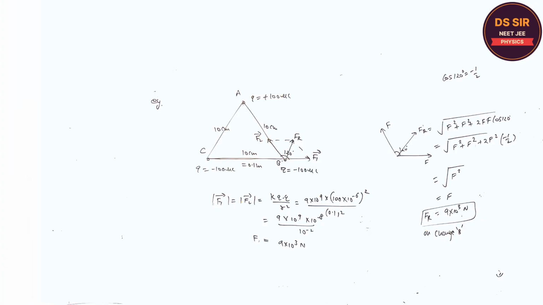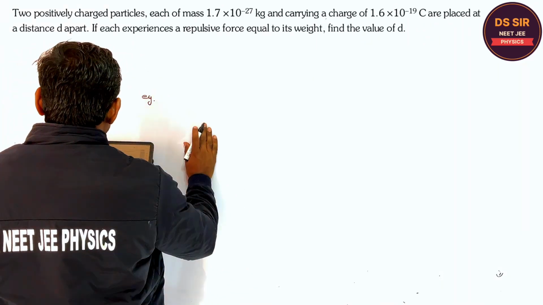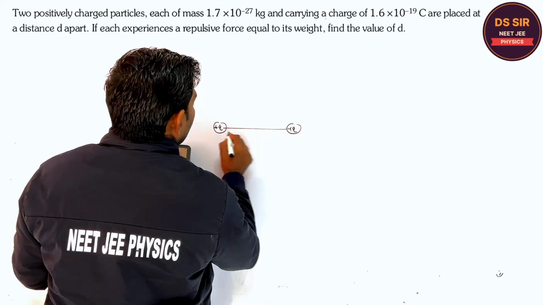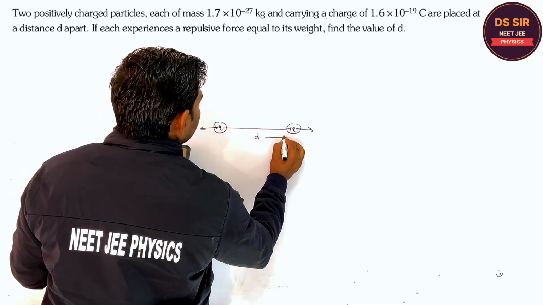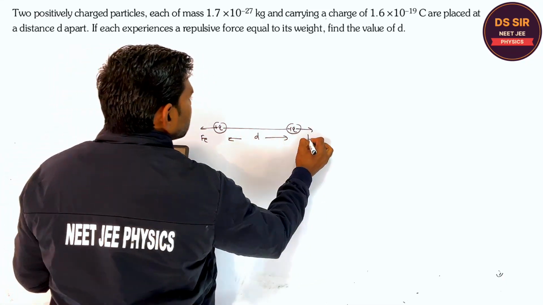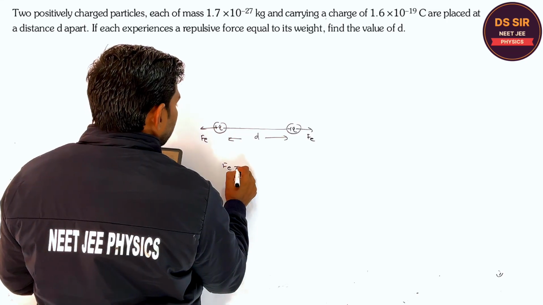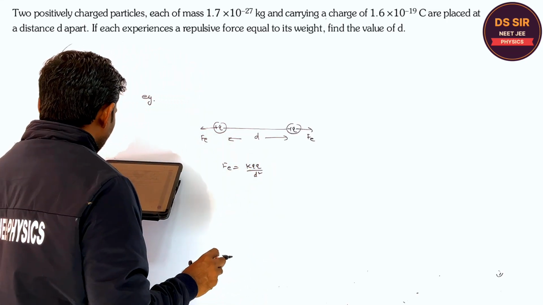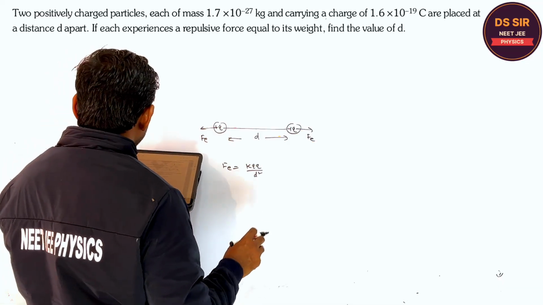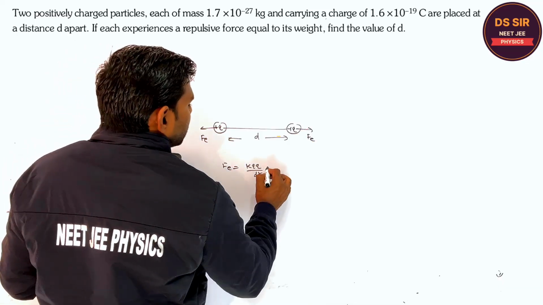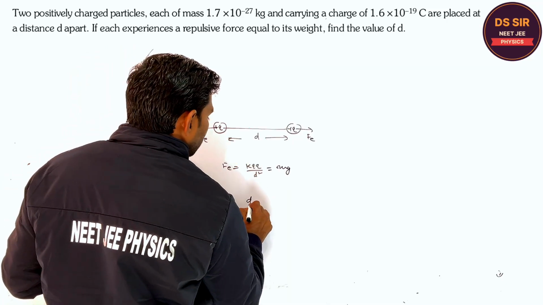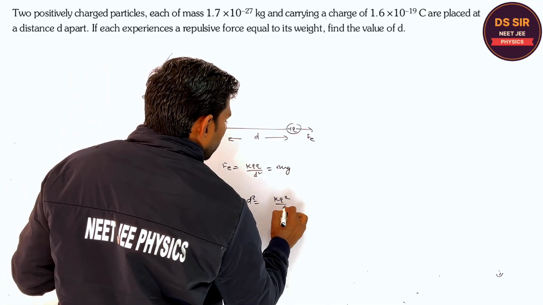Fine. Copy it. So in this question, there are two positive charges, plus Q and plus Q, placed at some separation D. So the electric force will be equal to what? KQQ upon D square, and according to the question, the repulsive force is equal to the weight. They are asking the value of D. So D square is KQ square upon mg.